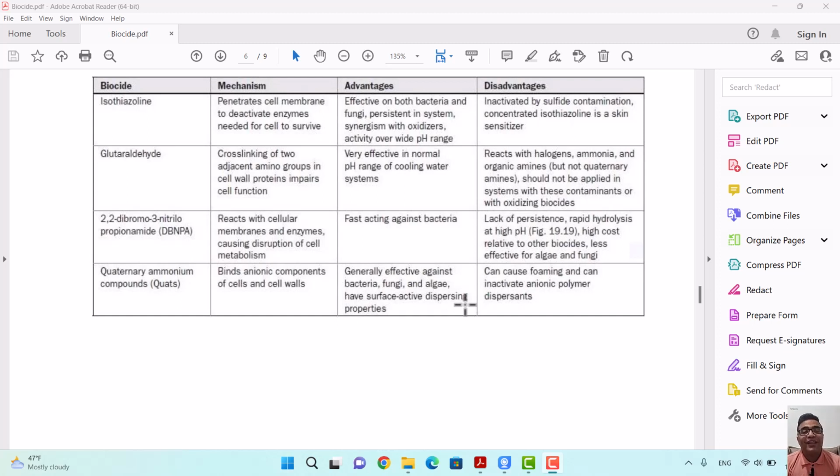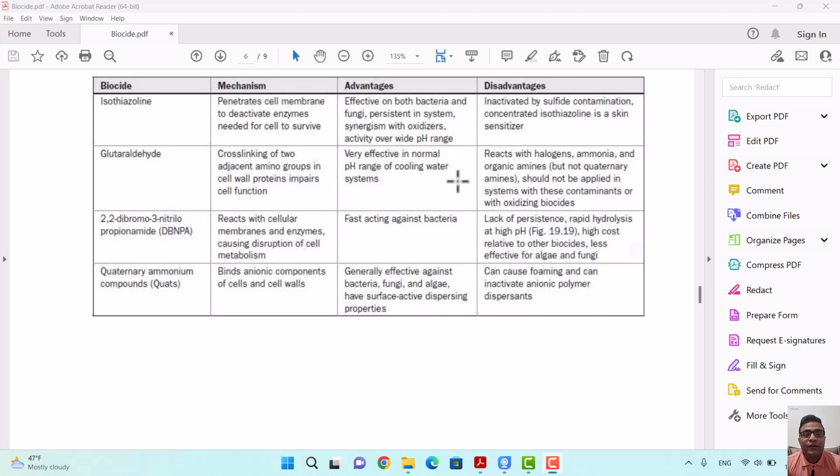some foams created when I was injecting the quats into the cooling water. So when you use quats, the consumption of biodispersants reduces. As you know, biodispersants are those chemicals which are added to cooling water systems in order to disperse some conglomerations and inhibit scales from sitting on the surface of a cooling water system.